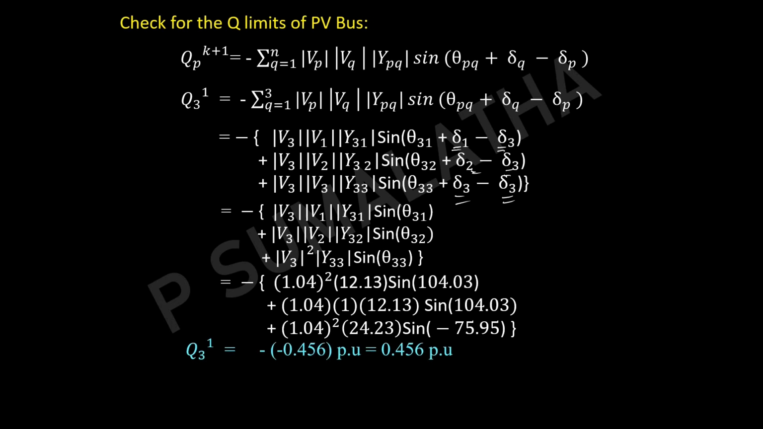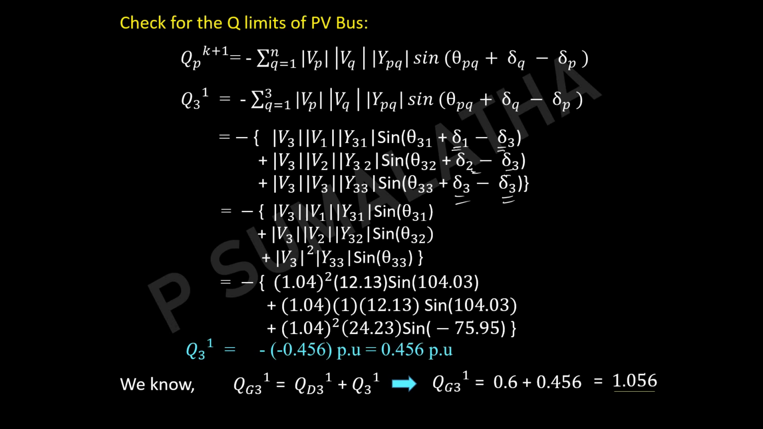But we need to find out QG3. Therefore, the QG3 value is the demand plus the calculated value, which gives you 1.056 per unit. This is obviously within the limits. The same set of calculations we performed in the Newton-Raphson method itself. In the fast decoupled method also, first you need to check whether the given bus is a PV bus or a PQ bus.